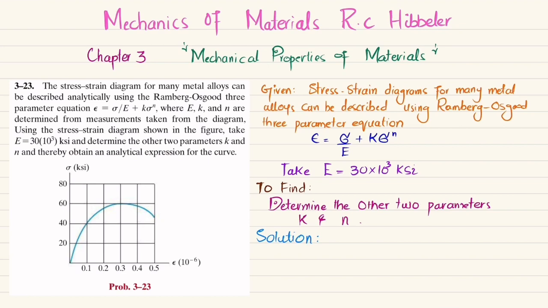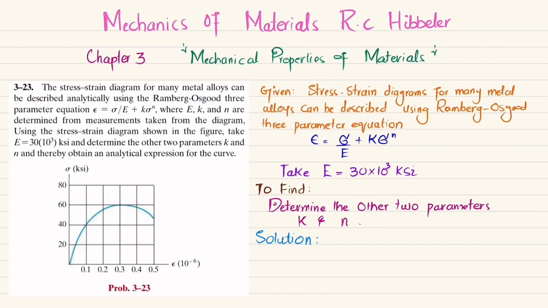So you can see this is a stress strain curve and this is the Ramberg-Osgood equation. You have to find this K and N. Clear? So let's start with the solution.